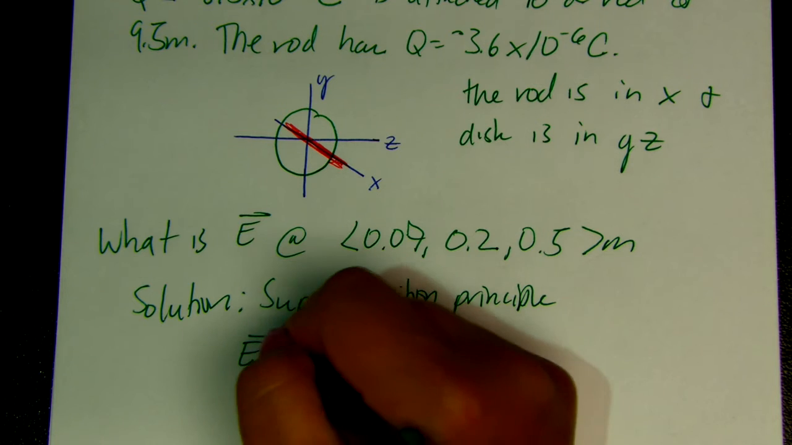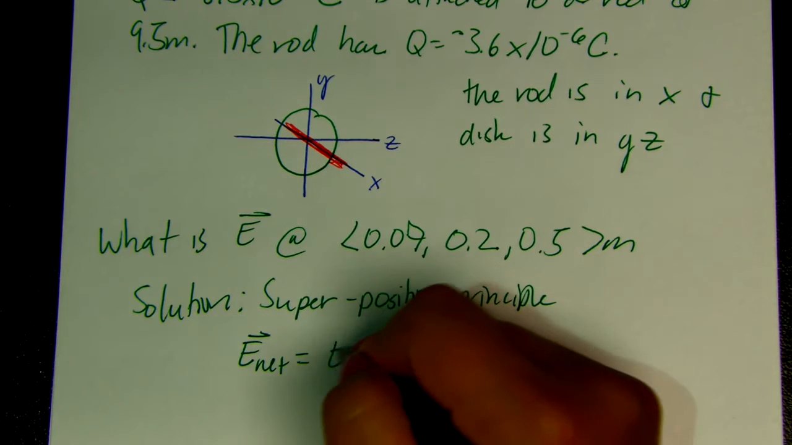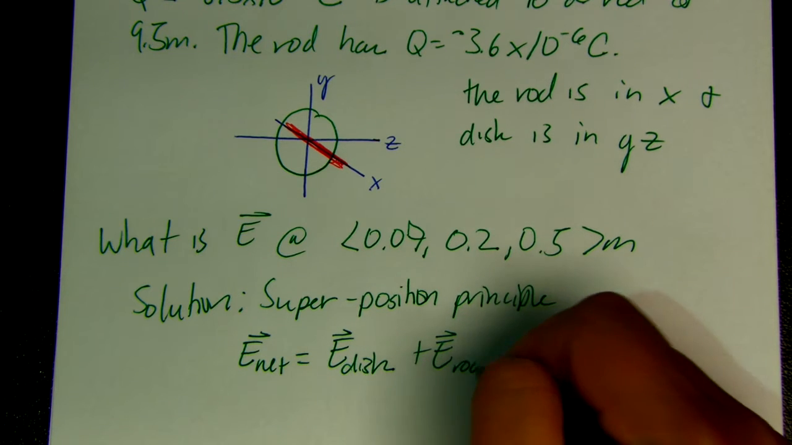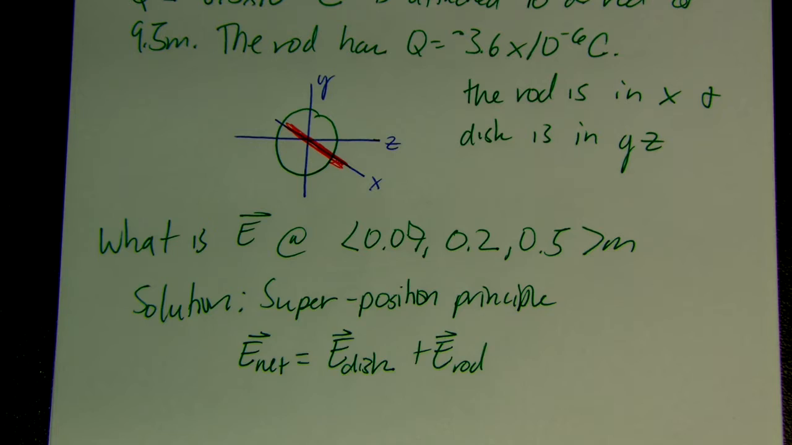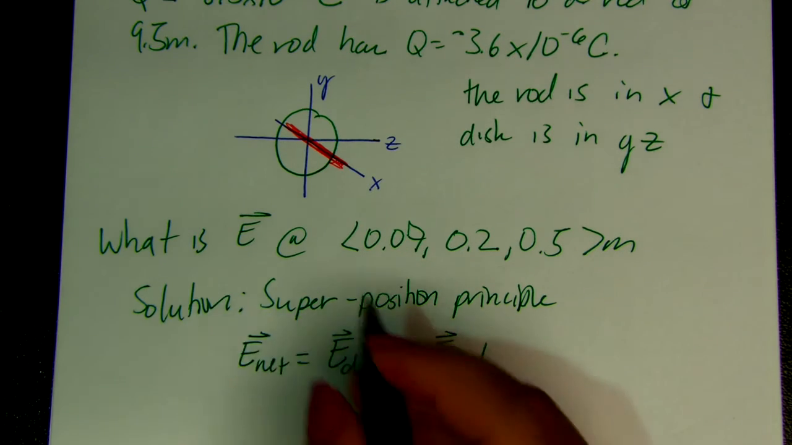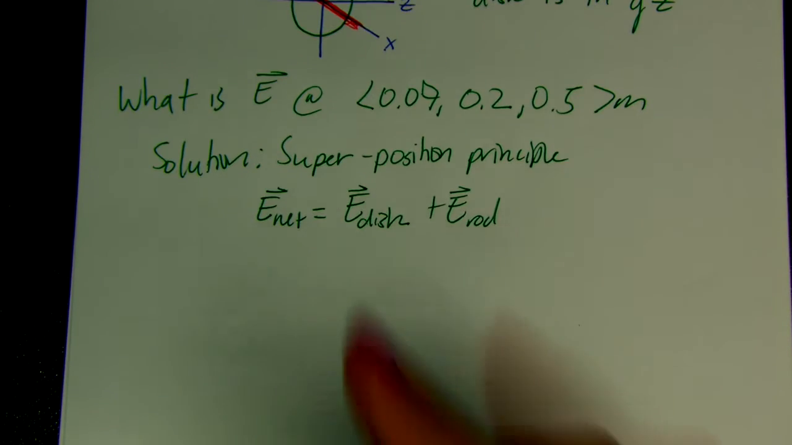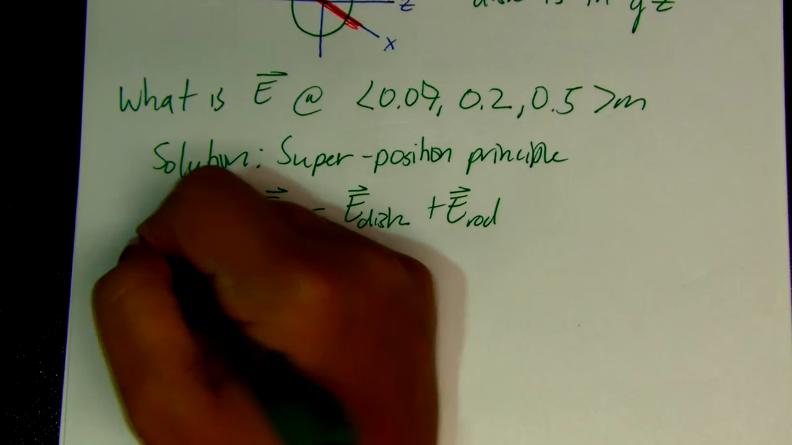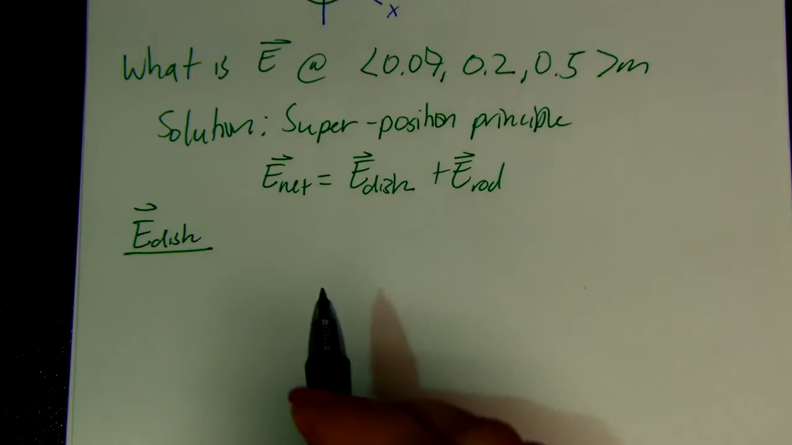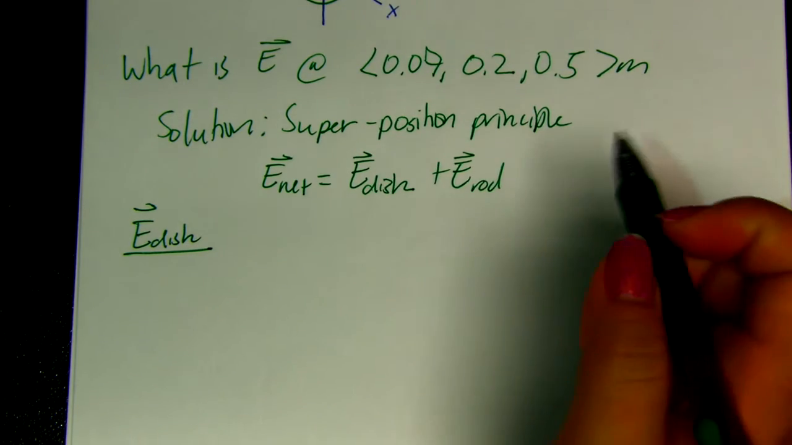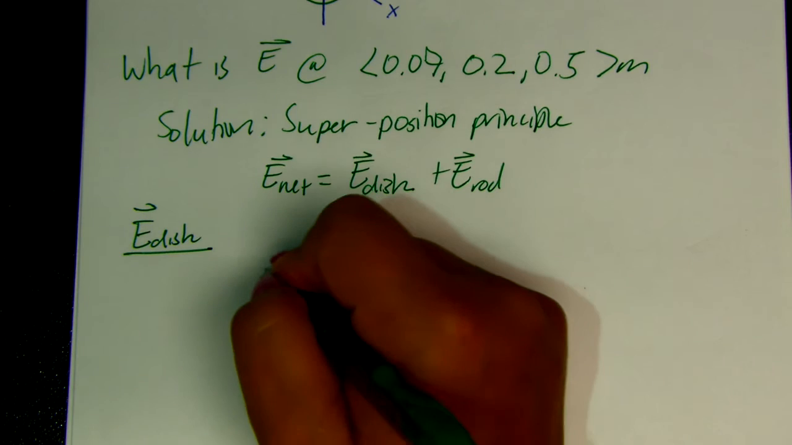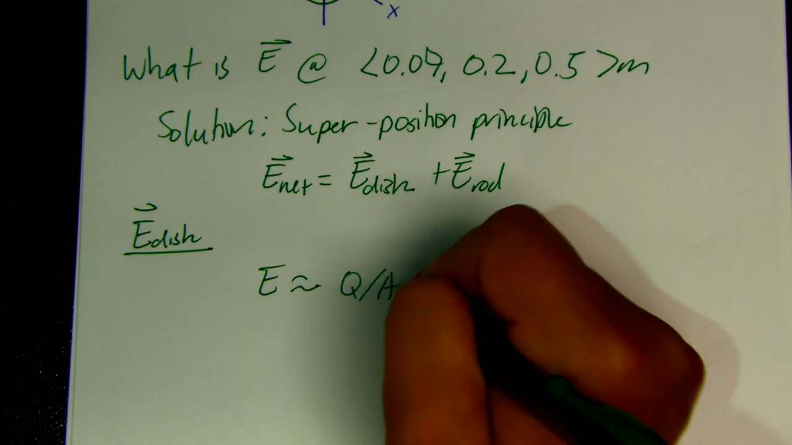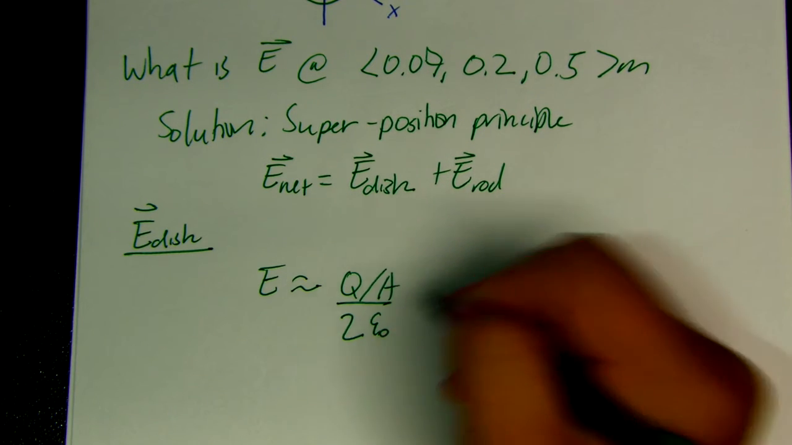All right, so the solution to this is we need the superposition principle. And so the net electric field is going to be equal to the field contribution from the disc plus the field contribution from the rod. All right, and we'll calculate each of these separately. Starting with the field from the disc. In this case, the observation is close to the disc and far from the edge, so we can use the approximation. E disc is approximately Q over A divided by 2 epsilon naught.